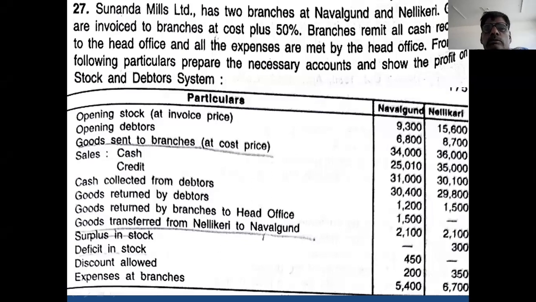Okay, this is the last problem on this branch account. Here there are two branches, one is Nawalgund, another is Nallikeri. And goods are invoiced at cost plus 50%. Cost is 100, loading is 50, total is 150. On the basis of that, you have to solve this problem.